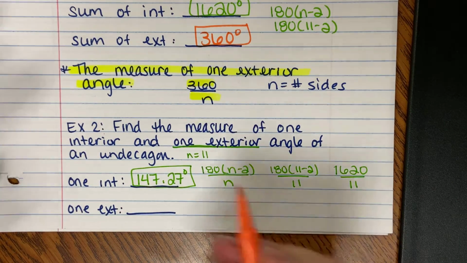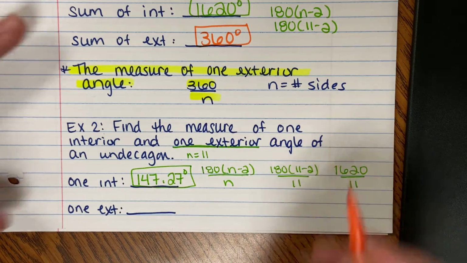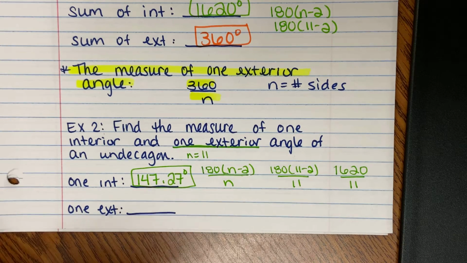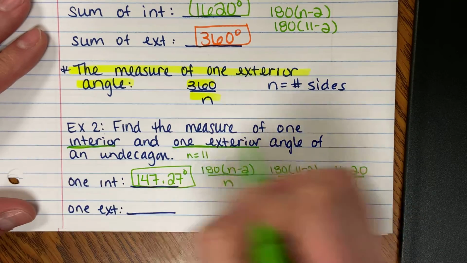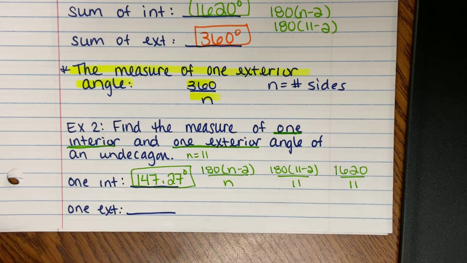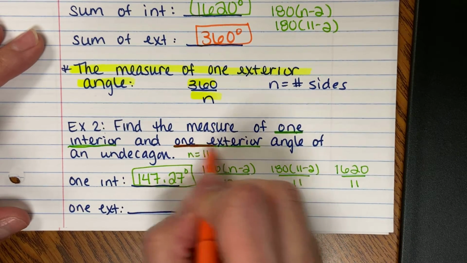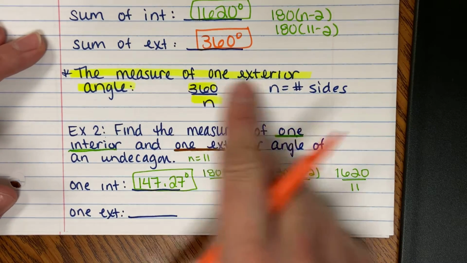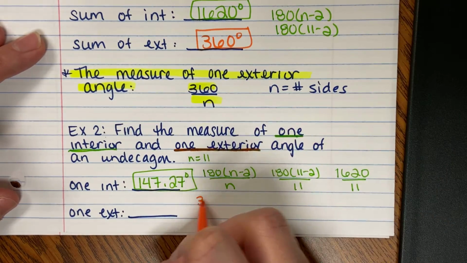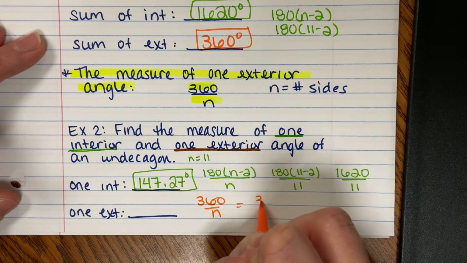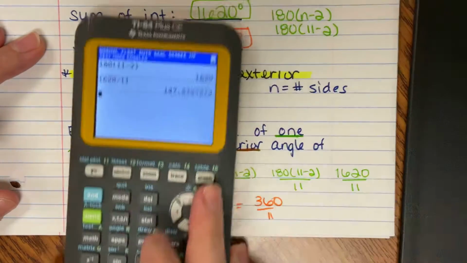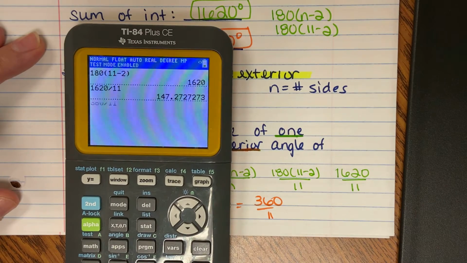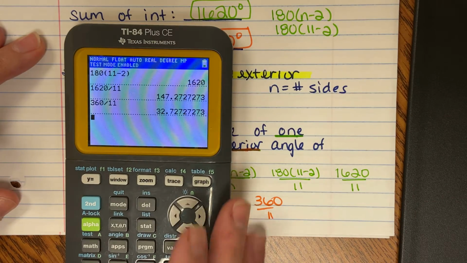Now for, oh, I just did that wrong. I colored it wrong. Dang it. Sorry. That was one interior. I was gonna color coordinate it, and so I will. I'll just do this. Look, this is orange. One exterior angle is 360 divided by n. So that's 360 divided by 11, which if I do that in the calculator, I get 32.72.